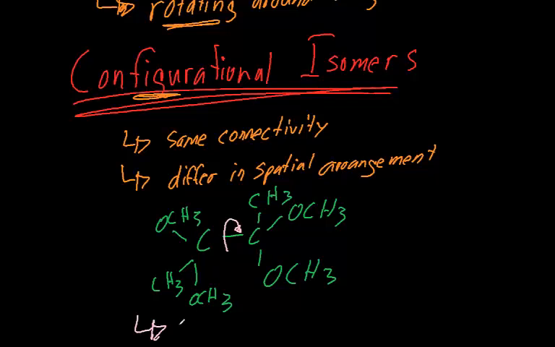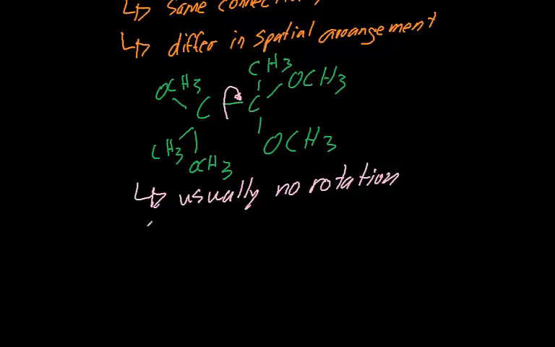Usually no rotation. And I say usually because if you do things like increase the temperature, which causes all the molecules to move faster, then maybe it could rotate. But the whole idea of a configurational isomer is that it's a specific three-dimensional arrangement.